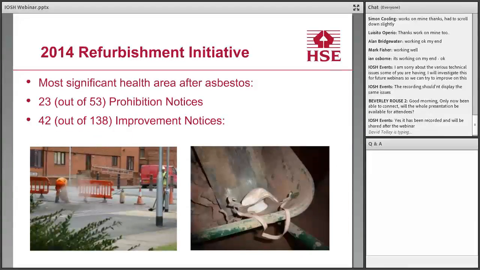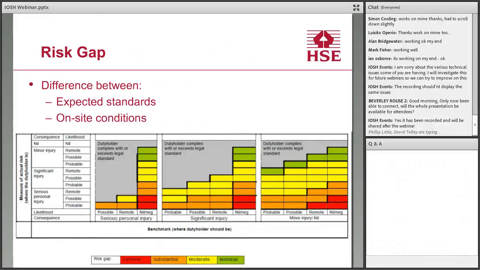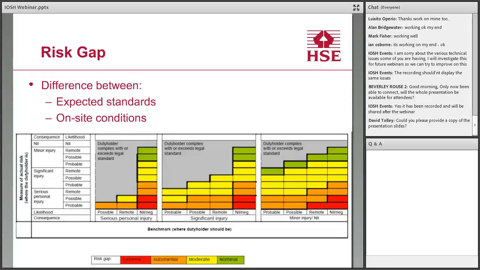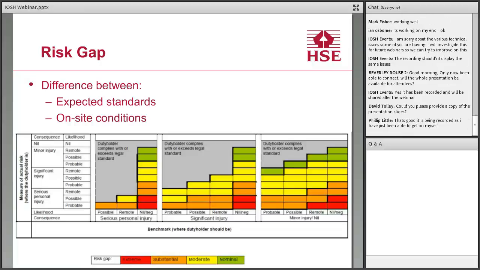And that really replicates last year's refurbishment initiative, where it was, again, the most significant health area, but after asbestos, because that was included, obviously, as part of refurbishment. And again, the statistics from that. So inspectors going out there are commonly finding issues and taking action on those. Those actions are based on our enforcement management model, which this is a screenshot. The left-hand box, you'll see serious personal injury. These dusts cause lung cancer and COPD and other things which we equate to serious injury. So that's the same category as falls from height.